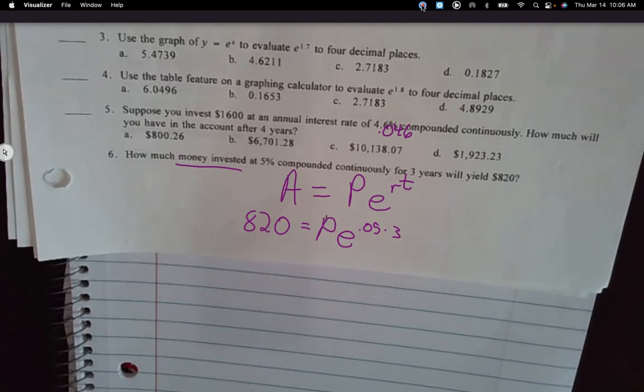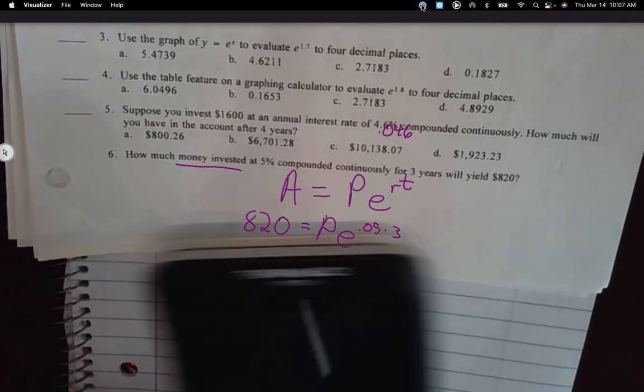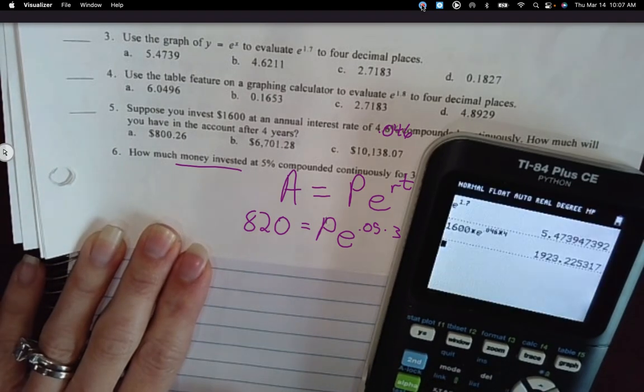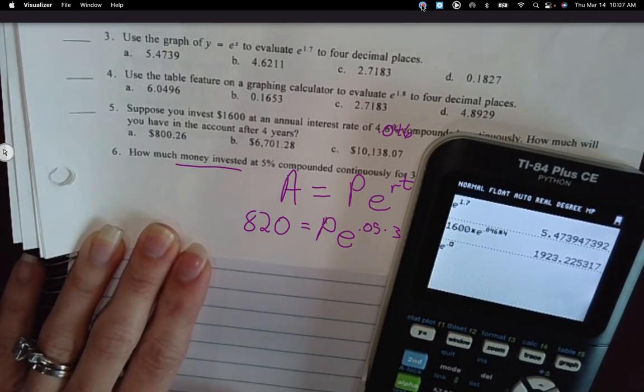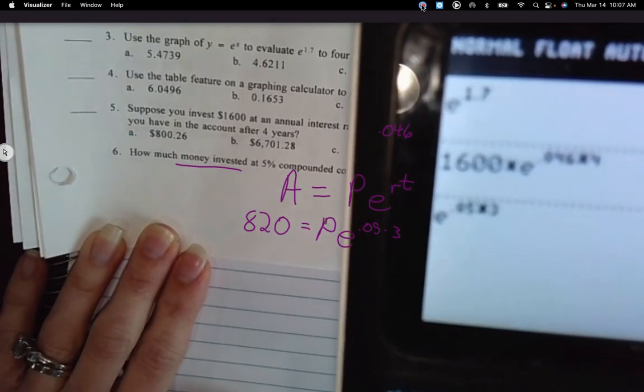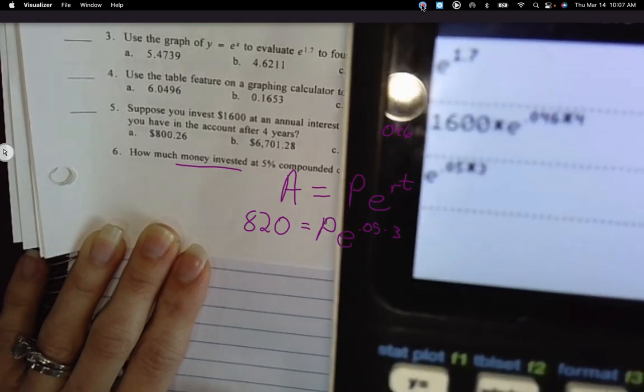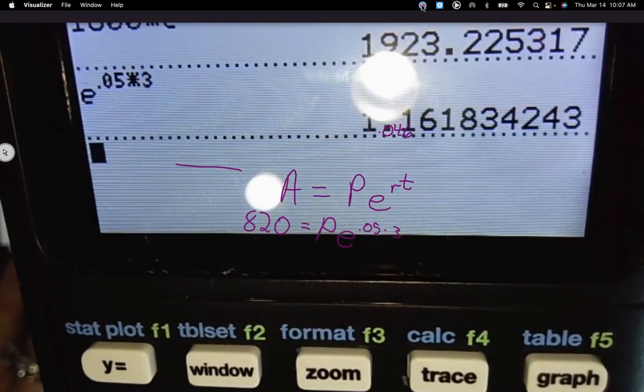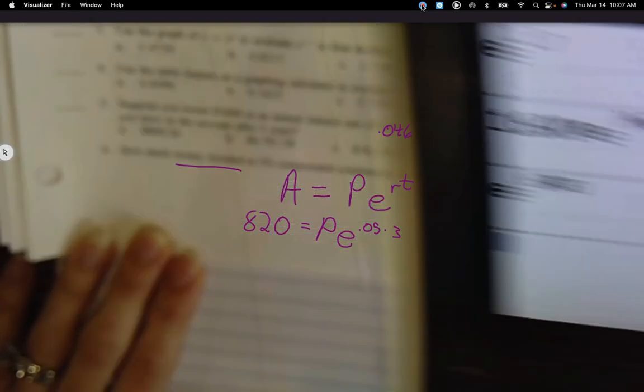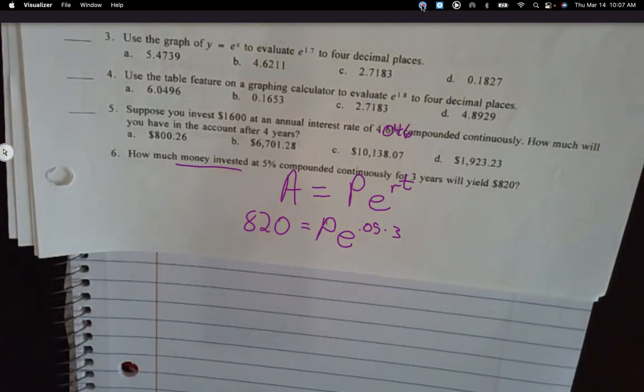So let me figure out what e to that whatever is. In my calculator, I'll put e to the 0.05 times 3. I just keep all that up there. e to the 0.05 times 3, it's blurry, I know. And what does it give me? 1.16. So I'm going to write 820 equals P times 1.16.